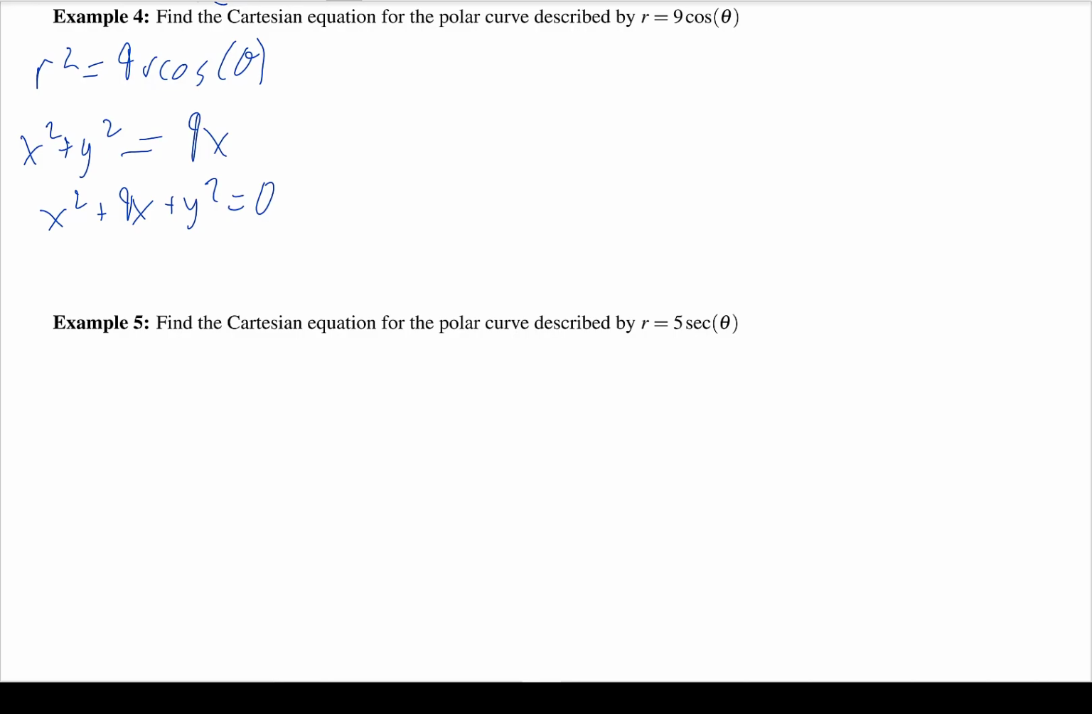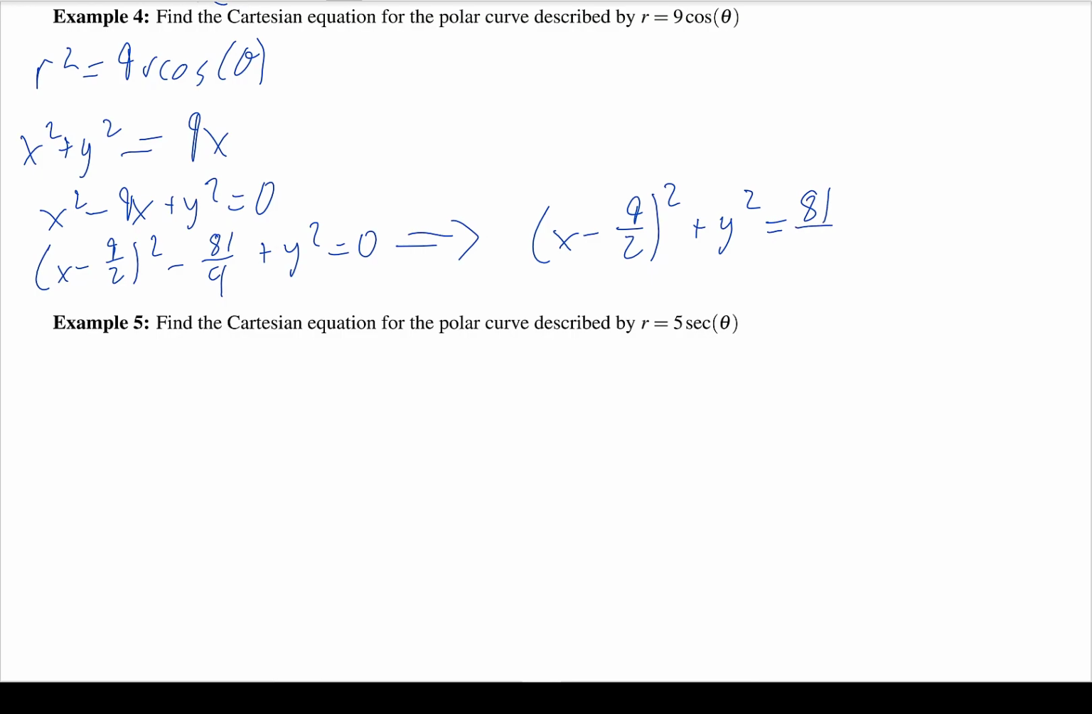So that means that, sorry, this should be minus 9x. So this means that (x minus 9/2) squared minus 81/4 plus y squared is equal to 0. And so then the equation that we'll get will be another circle. So we'll get (x minus 9/2) squared plus y squared is equal to positive 81/4. So this will be a circle centered at (9/2, 0) with a radius of 9/2.